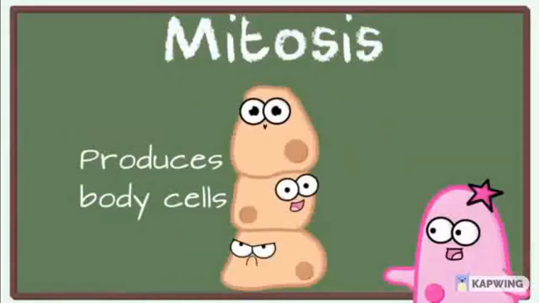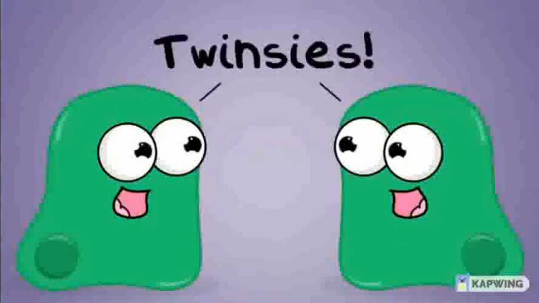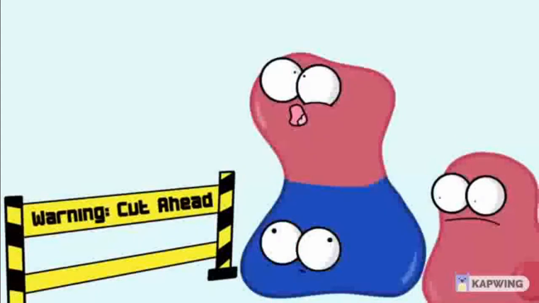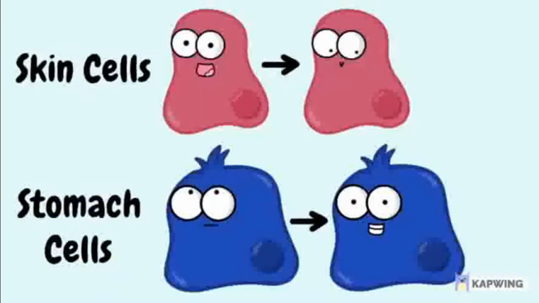Mitosis is done to produce body cells. Mitosis makes identical cells. That is the goal, identical cells. So if you're trying to make more skin cells to replace worn out or damaged skin cells, you don't want to start suddenly making stomach cells there. That would be ridiculous. You want to make sure you have identical cells replacing what was lost. So mitosis makes identical cells.